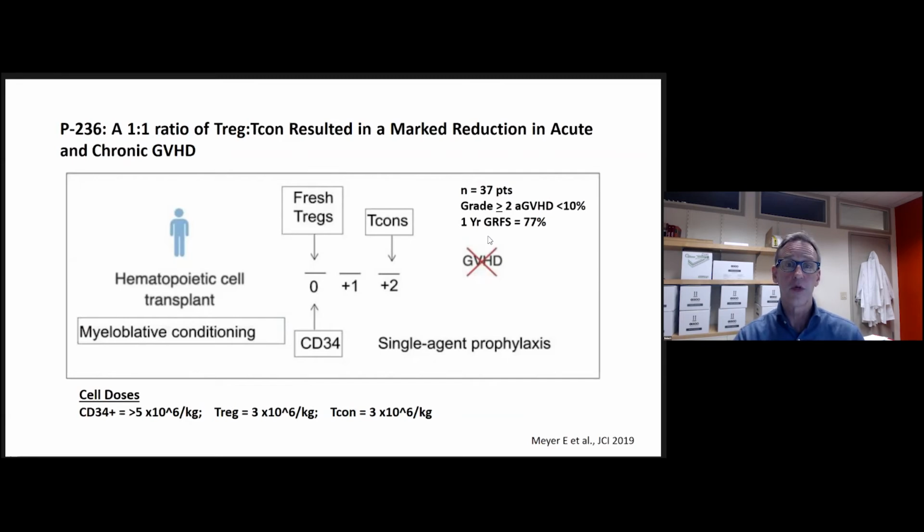And it's hard to be dogmatic about what's going on with tumor relapse, but certainly it's not any more than what you would otherwise see in a traditional transplant. There's nothing done here to enhance GVT, GVL, but it's not minimized by this low dose of T cells and the absence of GVHD. The 1-year GRFS is 77%.